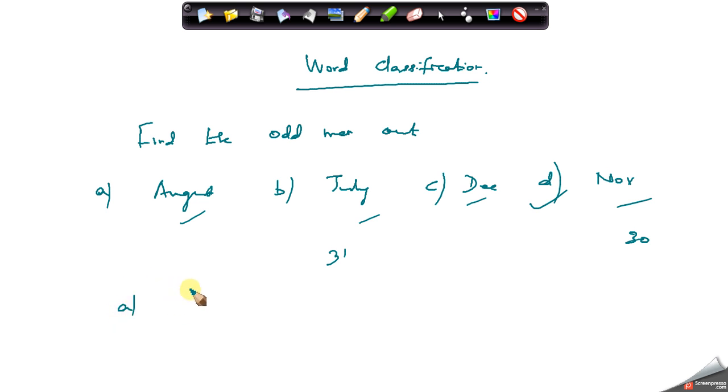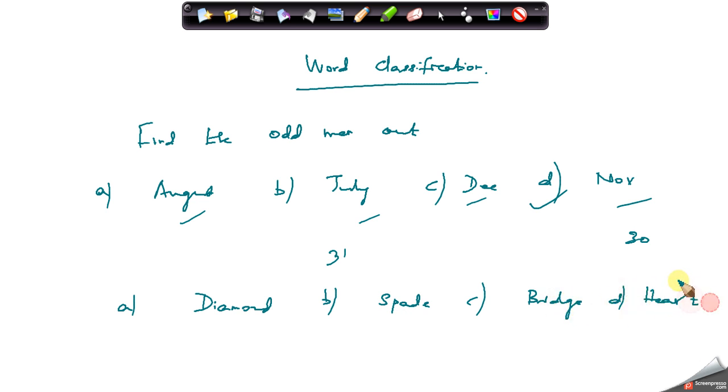Choice A, diamond. Choice B, spade. Choice C, bridge. And choice D is heart. Diamond, spade, heart, and club are the suits of the cards in this case, right? So bridge is not the one in this case. Bridge is the odd man out. So this is an example of word classification.